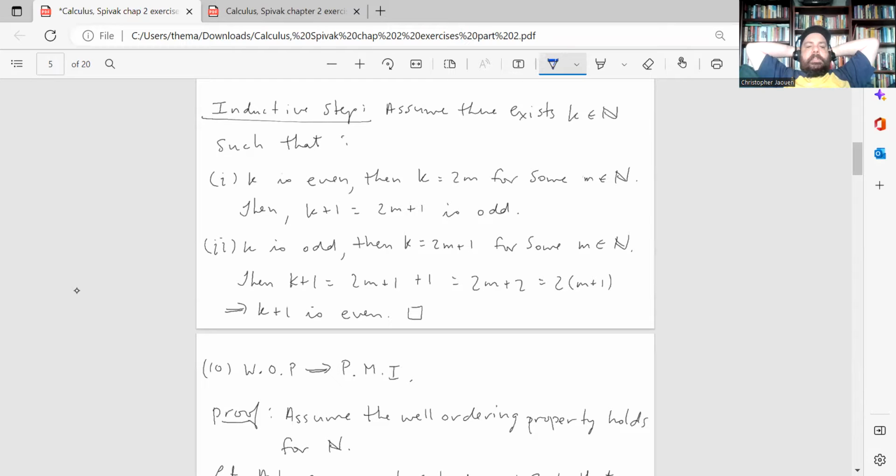And the second case is if k is odd, then k is 2m plus 1 for some natural number m. Then k plus 1 is 2m plus 1 plus 1, which is the same thing as 2m plus 2, which is 2 times m plus 1. And m plus 1 is a natural number, so that means that k plus 1 is even. All right, so that follows by induction.